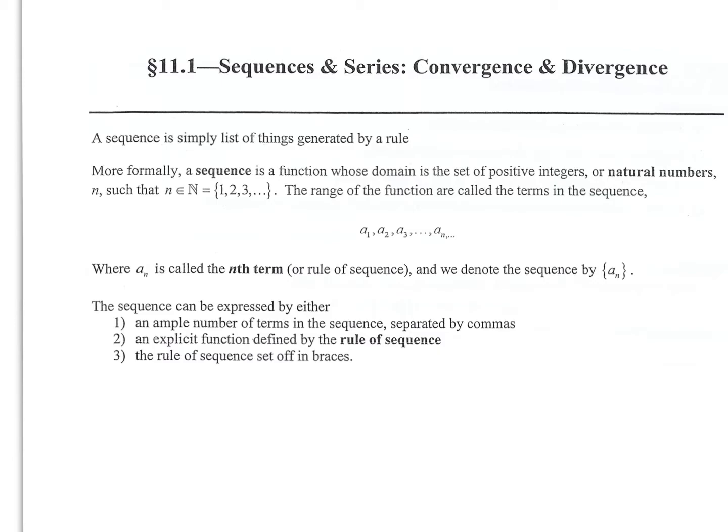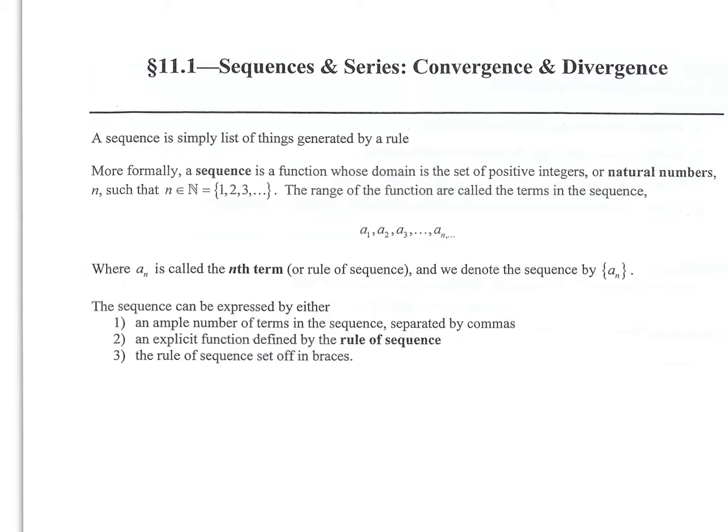Here we go. A sequence is simply a list of things generated by a rule. More formally, a sequence is a function whose domain is a set of positive integers or natural numbers n such that the range of the function are called the terms in the sequence. All right, so you're just substituting in. So where a of n is the nth term, and that's the rule. And we denote that by a sub n.